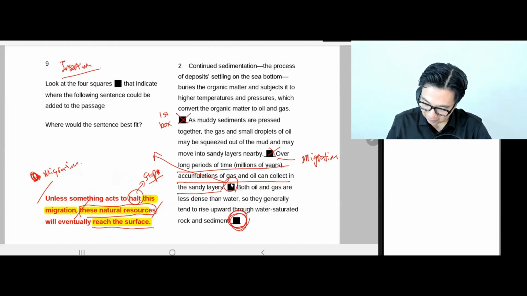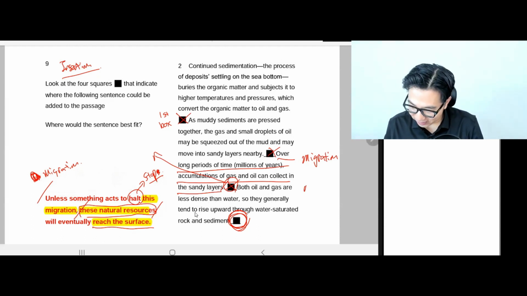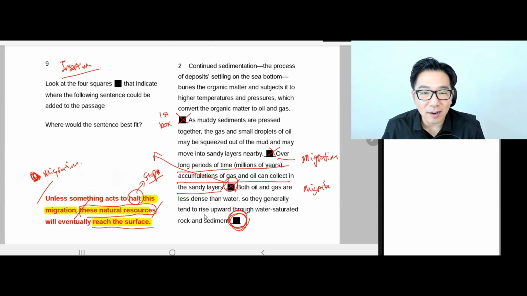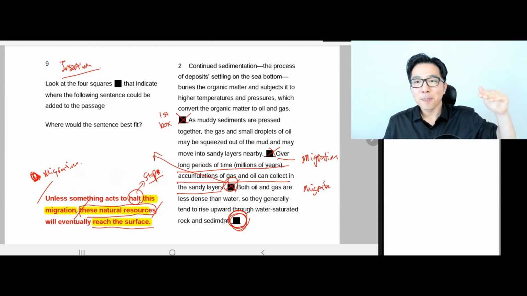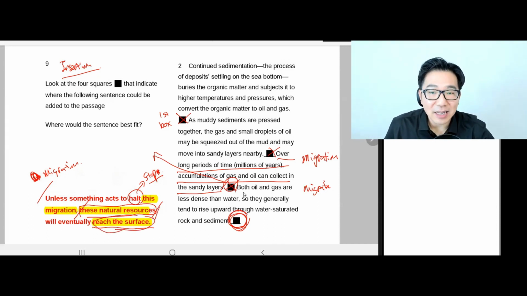I hope so. Let's find out. Getting a bit nervous. Both oil and gas, these natural resources, are less dense than water, so they generally tend to rise upwards. Migration. And rise upwards. So I'm going to read the remainder of the sentence, but rise up to reach where? The surface. Bam. Okay, let's read from the top.